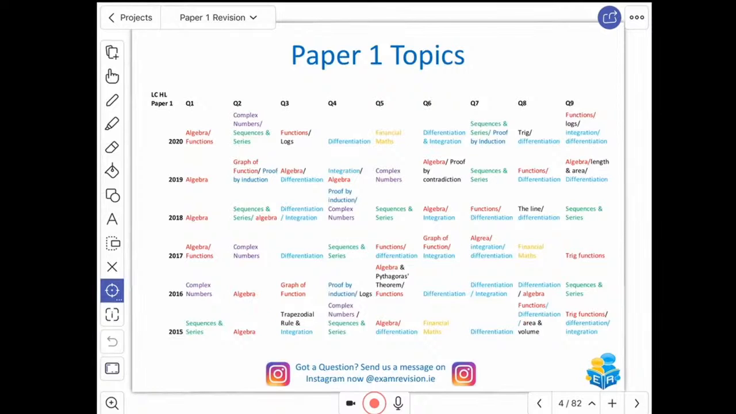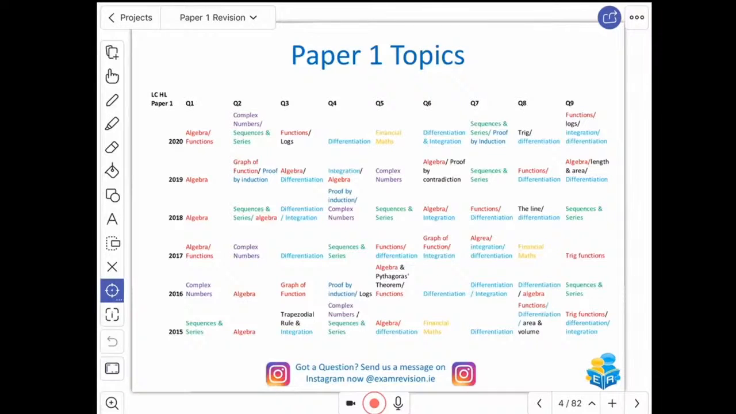So it shows, first of all, that algebra and functions come up every single year, 3, 4, 5 times. They may only be a part of a question, but it's a part of a question that could be worth a substantial amount of marks. You can see complex numbers, the purple. One question has come up on that every single year. Sequences and series has come up at least once every year, if not twice.